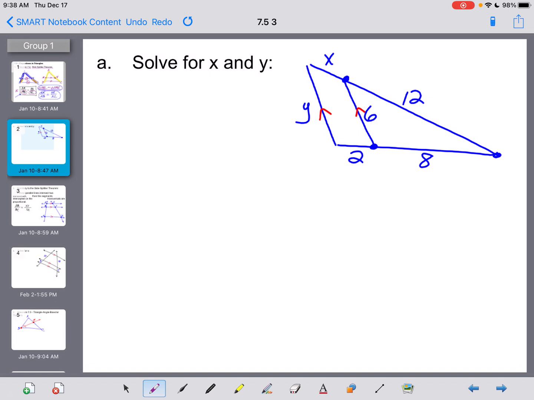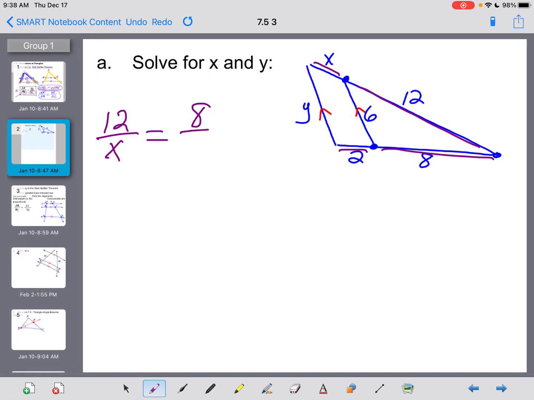So that means, everybody, we can use the side splitter theorem here. I've got an x and a 12 on the top, and I've got a 2 and an 8 over here on the right. So the order in which you do this really doesn't matter, but you could say something like, dealing with the top side, 12, which is the big piece, over x, which is the little piece, would be equal to the same exact ratio done down there on the bottom.